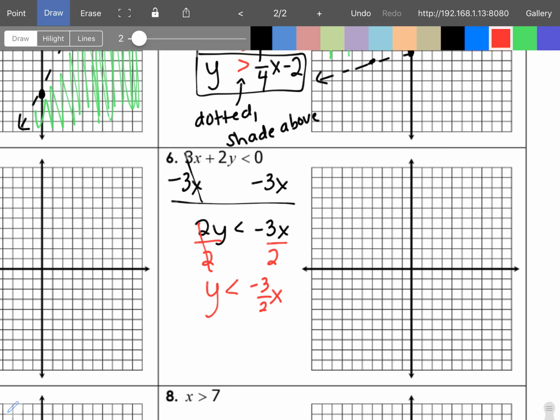We do not have a y-intercept, which means we start at 0. Don't let that freak you out. You just start at 0. Then you're going to go rise over run. So go down 3 to the right 2. Or you can go up 3 to the left 2.